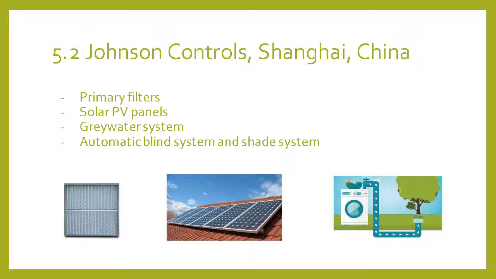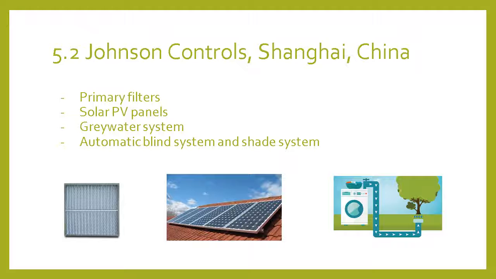There are also solar PV panels that help to collect sun's energy that is used to charge electric vehicles and also other mechanical loads. And there are also grey water recycling systems that collect the waters to flush the toilets, and it also saves about 878,000 gallons of waters for Johnson Controls each year.